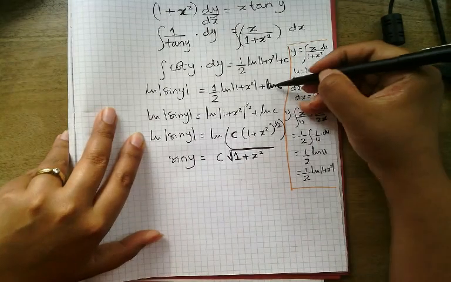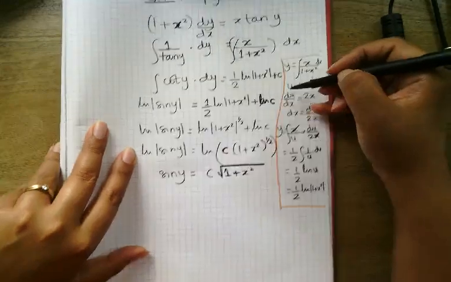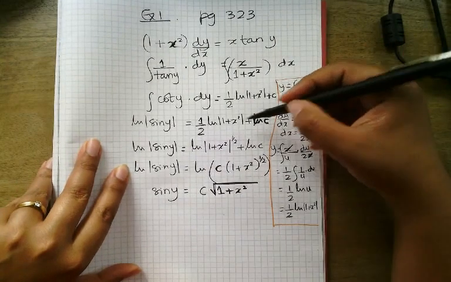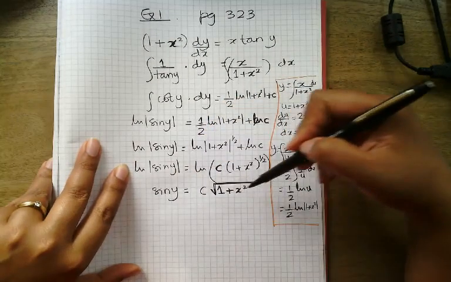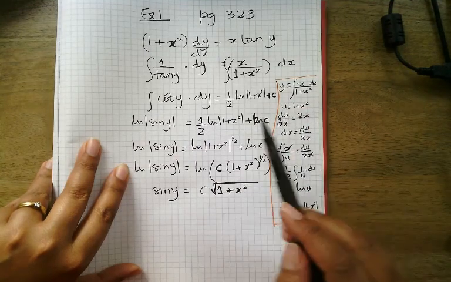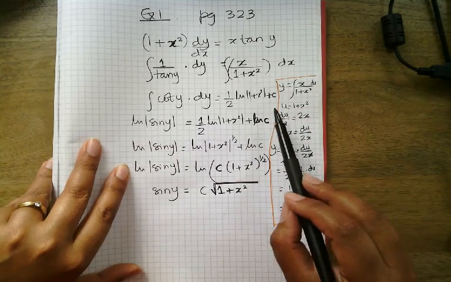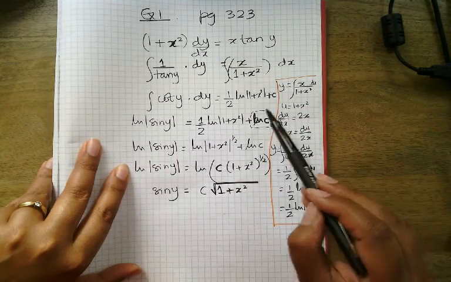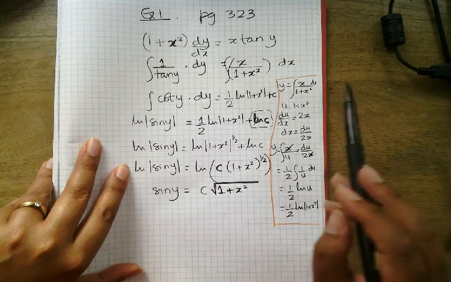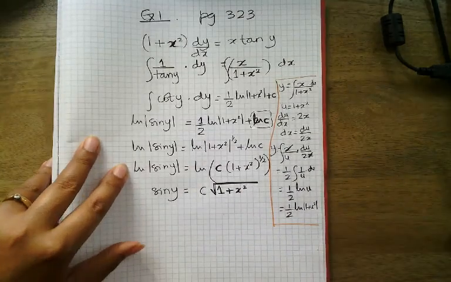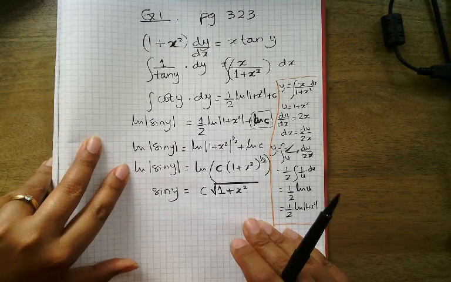The reason why I included the ln with my constant is because later on it makes my work really simple. It doesn't really have any effect on the answer because ln c is a constant, c on its own is also a constant, so it doesn't really have any effect on the final answer.